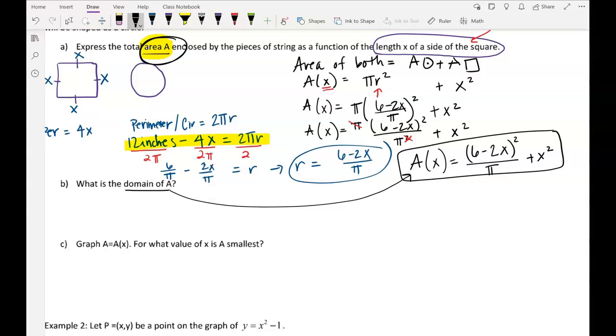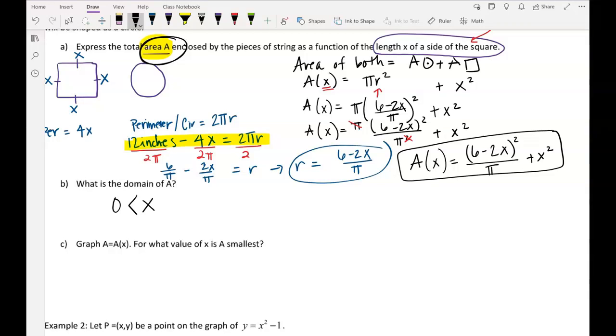Okay, I hope you do. Now, if x represents one length of the square, would you agree it has to be bigger than 0? Because you can't make a square that's a negative length, and you can't make a square if it's a 0 length, so it has to be bigger than 0.